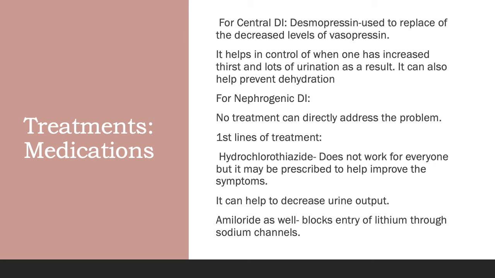And then some treatments. For central diabetes insipidus, they give desmopressin, which is basically helping replenish the ADH or vasopressin levels in your body because there are decreased levels, so you could say it's a synthetic form of ADH. It helps in control of increased thirst and lots of urination as a result, and can also help prevent dehydration.